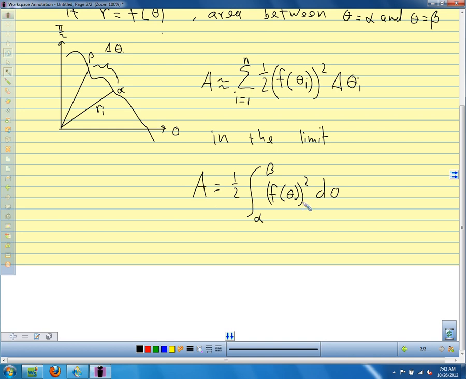And we can rewrite this just to be more consistent with our notation. We would say this is 1/2 the integral from alpha to beta of r squared d theta, which is normally how we would write this.